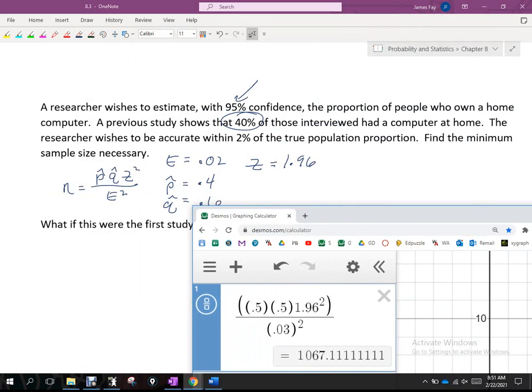So now we're looking at 0.4, 0.6, and then the denominator is going to be 0.02 squared. So here it would say that I need 2,305 participants to garner a 2% error.